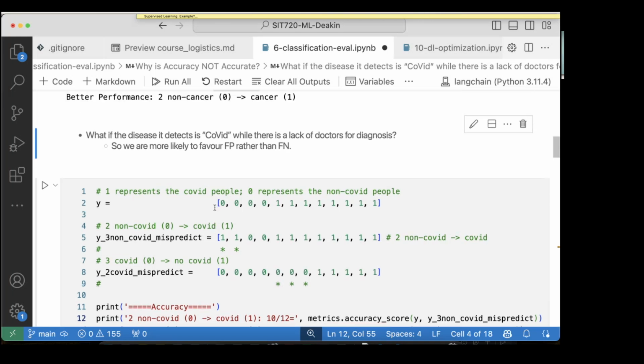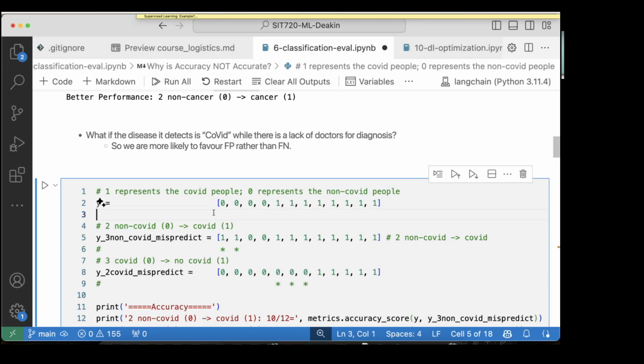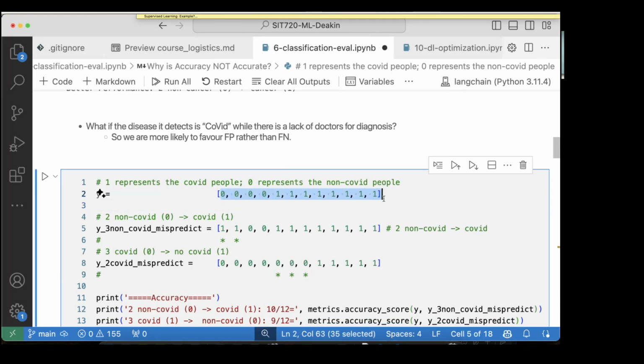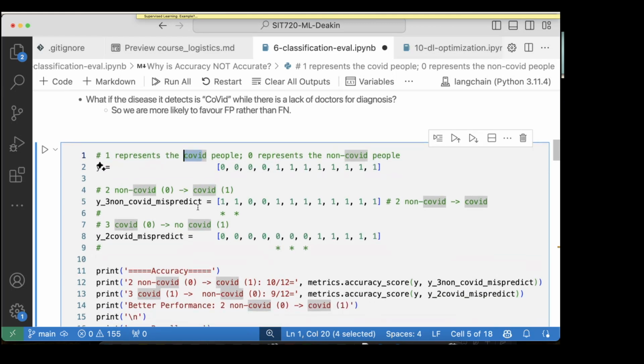So in this case, let me make up some data. Here we have 12 people. We have 4 people who are non-COVID people. We have 8 people who are COVID people. Okay. So the first model predicts 2 non-COVID people as COVID. Non-COVID people as COVID. Okay.